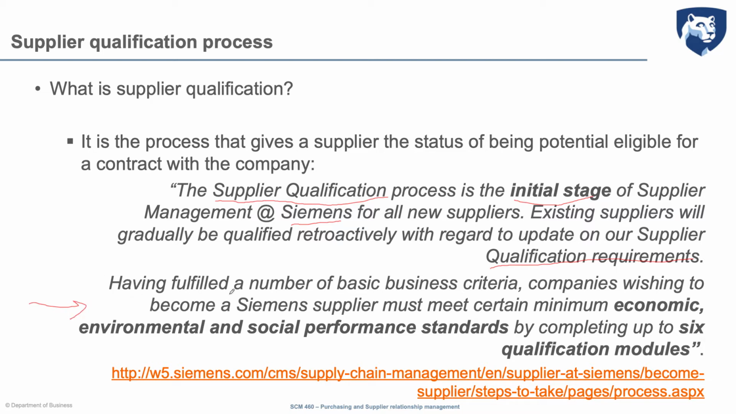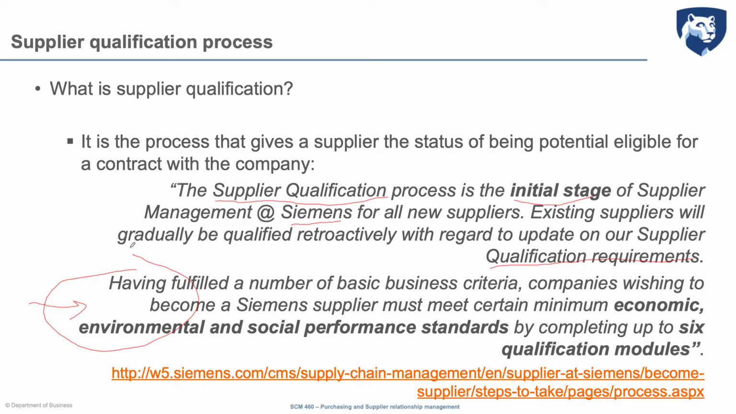Having fulfilled a number of basic business criteria, a company wishing to become a Siemens supplier must meet certain minimum economic, environmental, and social performance standards by completing up to 6 qualification modules. So here is the essence of the qualification stage.